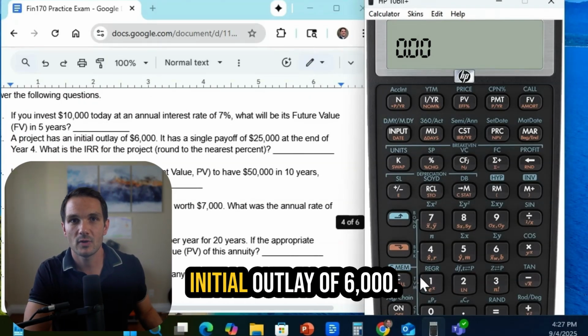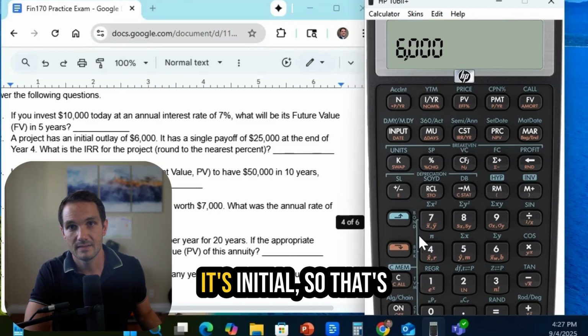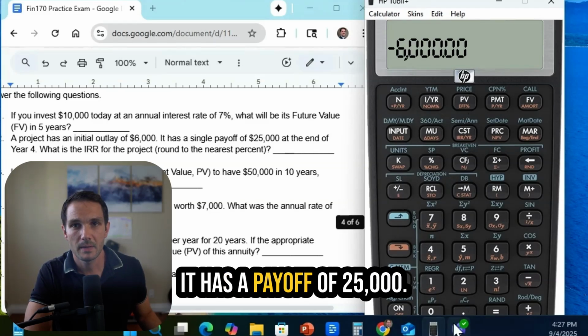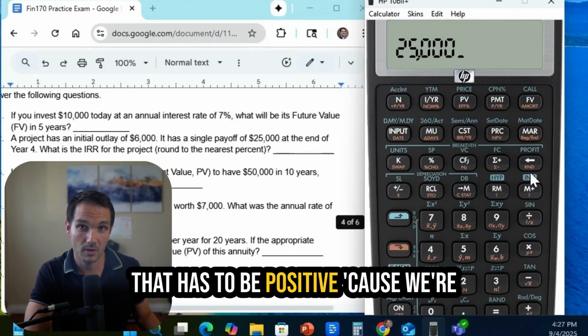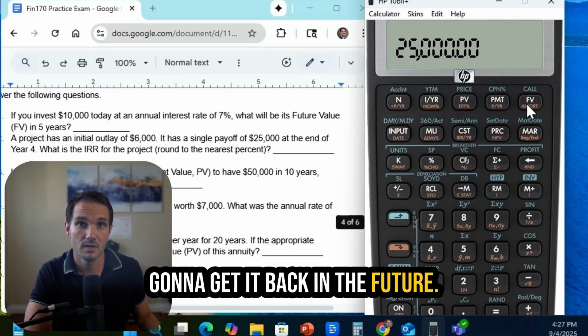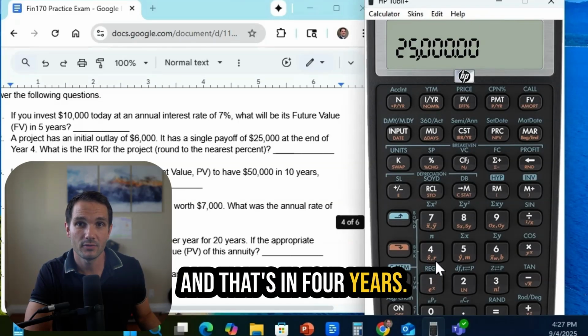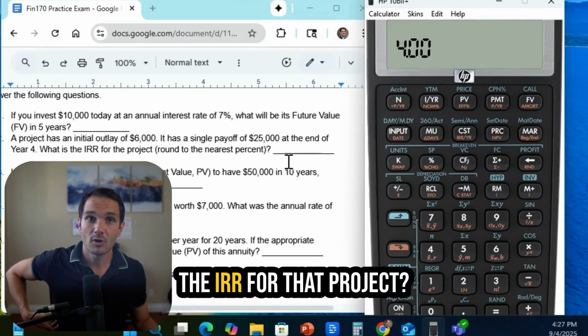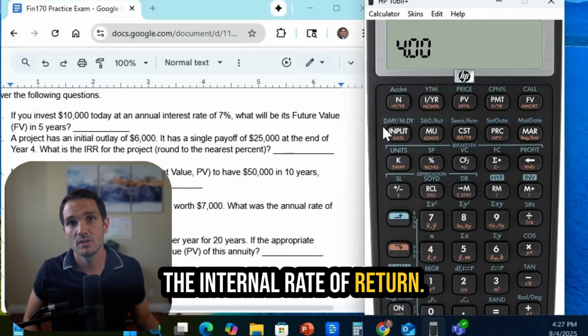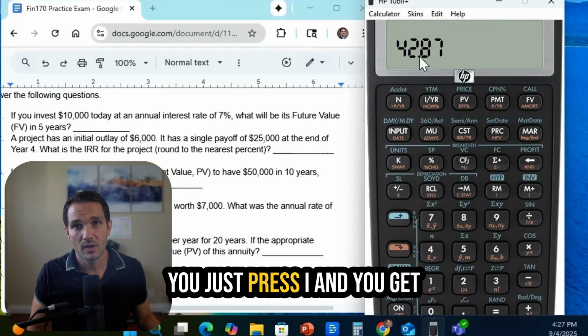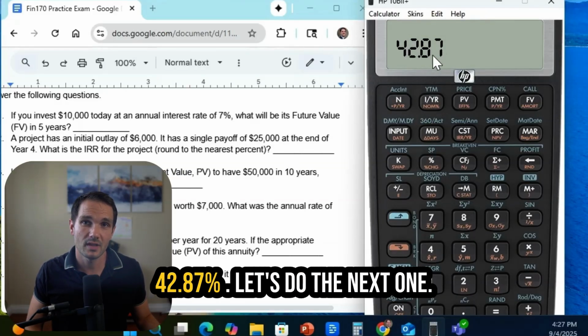A project that has initial outlay of $6,000, it's initial, so that's your present value. It has a payoff of $25,000. That has to be positive because we're going to get it back in the future. And that's in 4 years, so 4 and N. What is the IRR for that project, the internal rate of return? And you can round it. And you just press I and you get 42.87%. Let's do the next one.